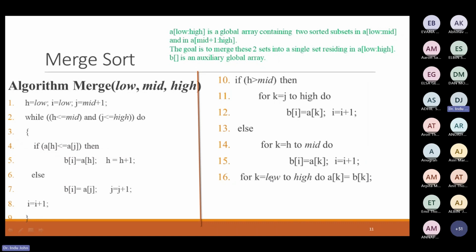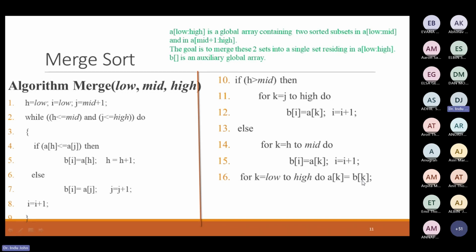Now the last step is, you have the sorted elements in the array B, which is a temporary array. So you need to copy back those values in sorted order to the original array, which is A. So that is why for k equal to low to high, do A of k equal to B of k. You are just copying back the elements from the array B to the array A.